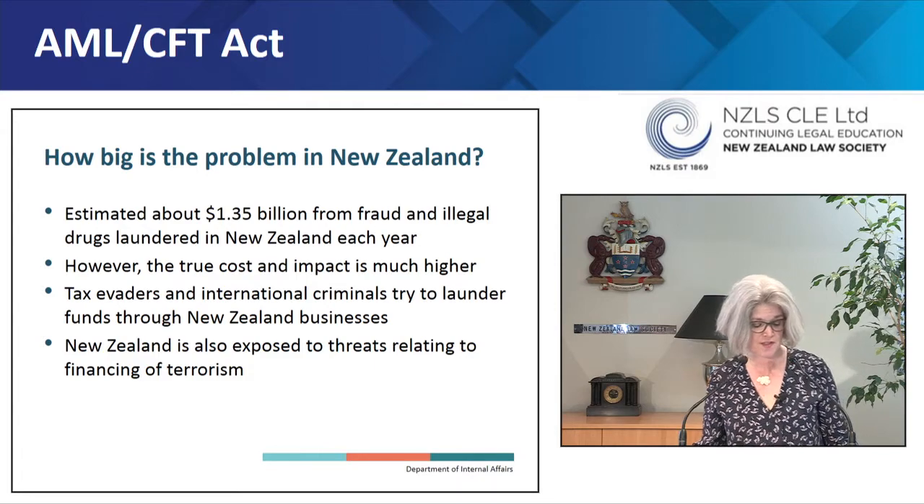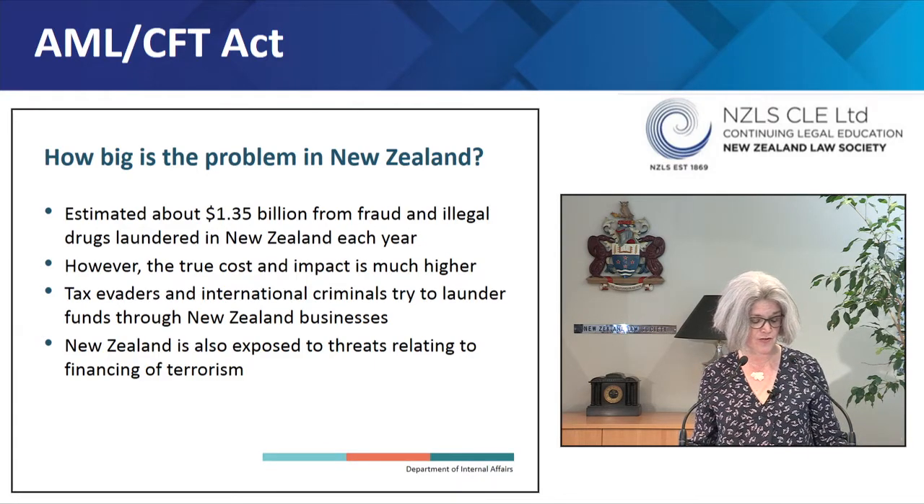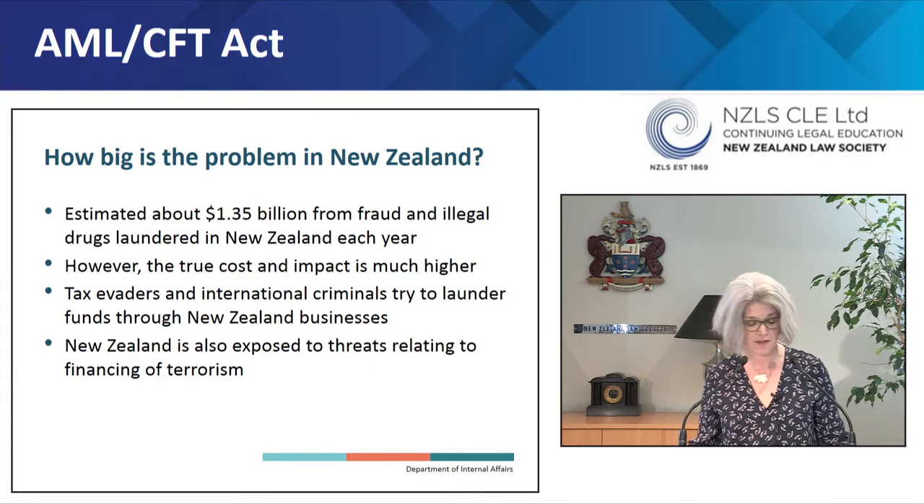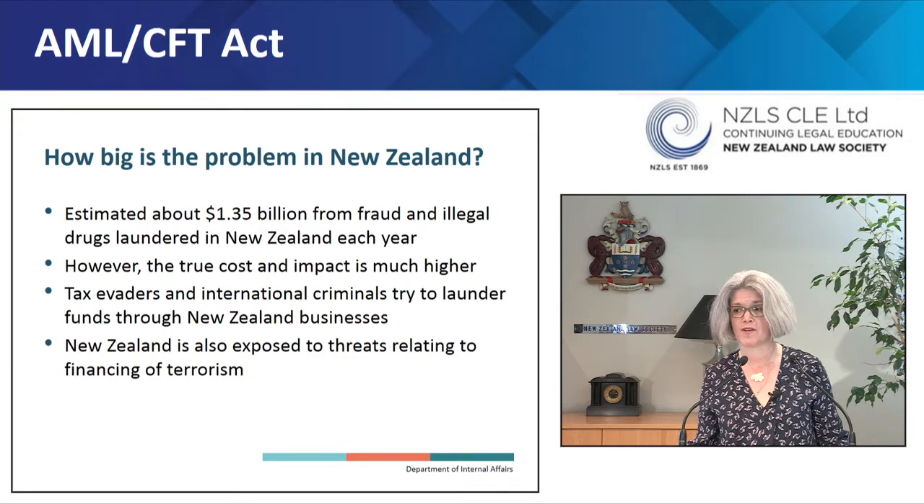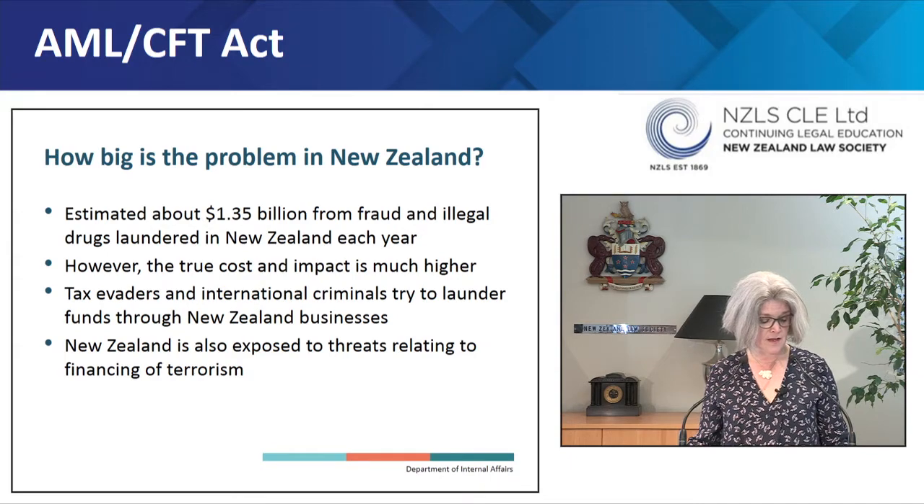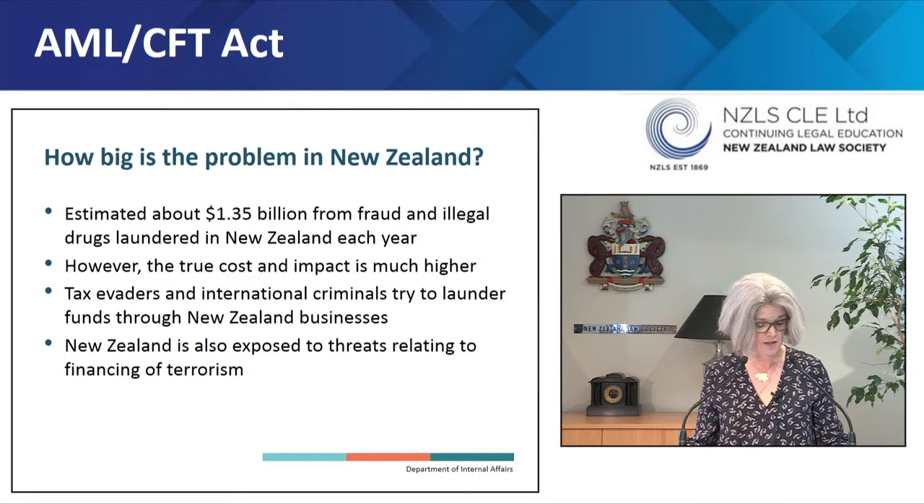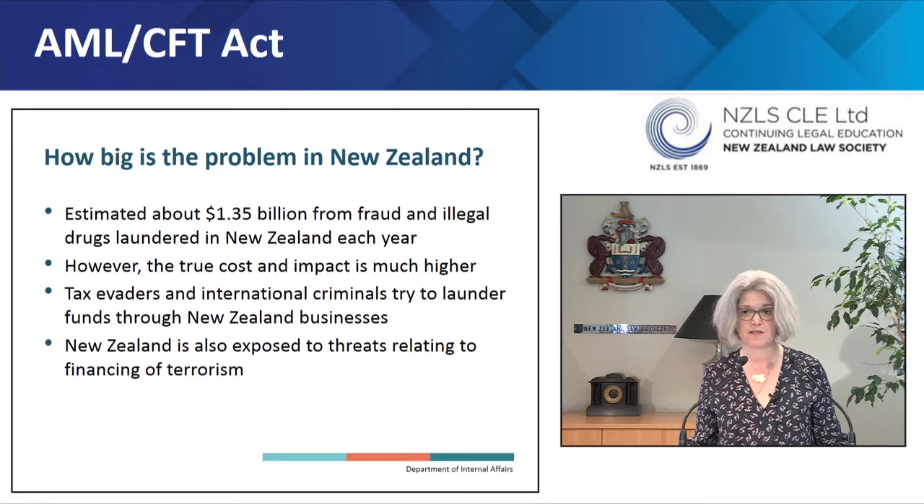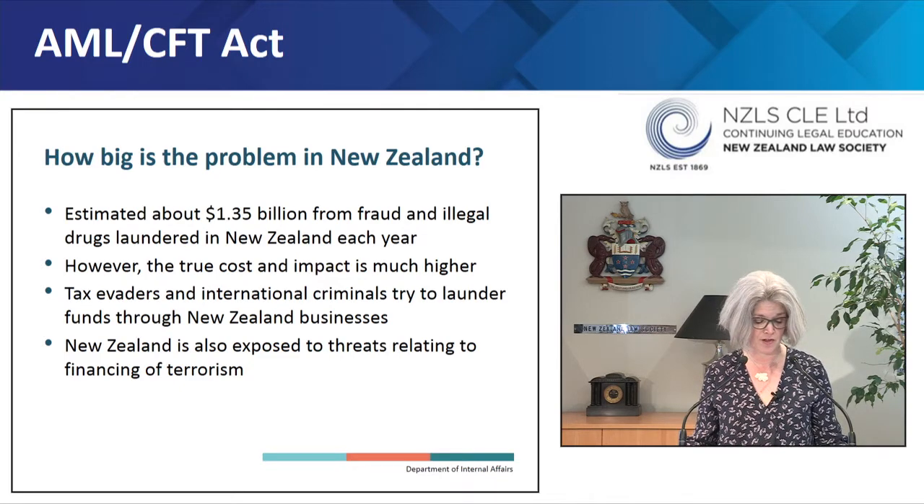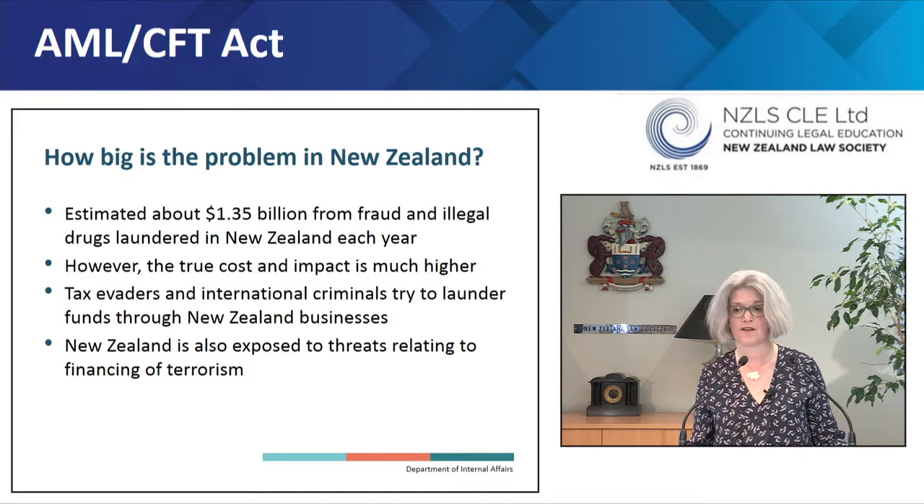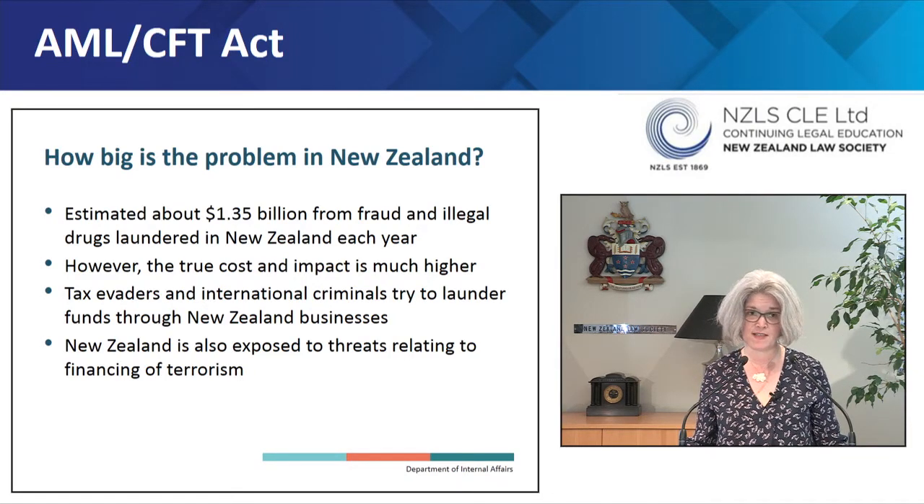However, the true cost and impact is many times that figure when you factor in all the crimes that generate dirty money and the human toll those crimes take on victims and on the wider community. International criminals also try to take advantage of our clean reputation to launder funds through New Zealand businesses, so that brings in crimes like human trafficking, tax evasion and corruption from overseas.